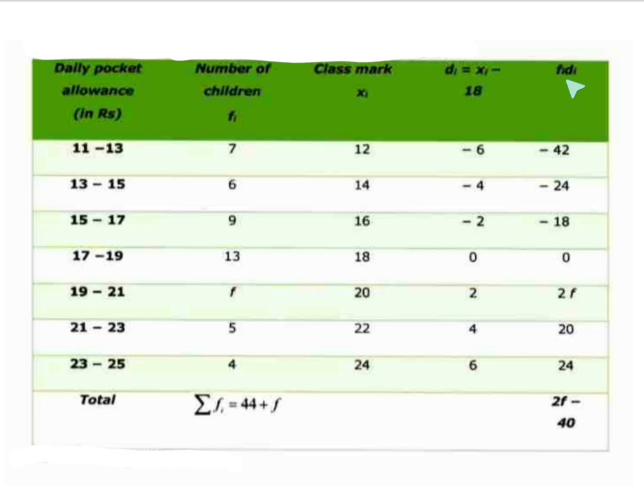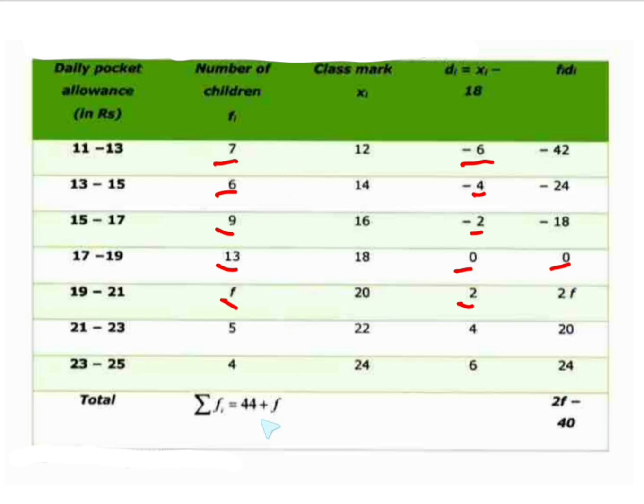Now we have to find f_i d_i. f_i is 7, d_i is minus 6. 7 6s are 42, minus is there, minus 42. 6 4s are 24, minus 24. 9 2s are 18, minus 18. 13 into 0 is 0. f into 2 is 2f. And 5 into 4 is 20. 4 into 6 is 24.